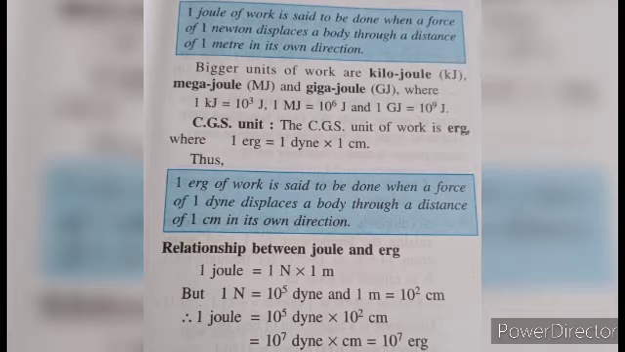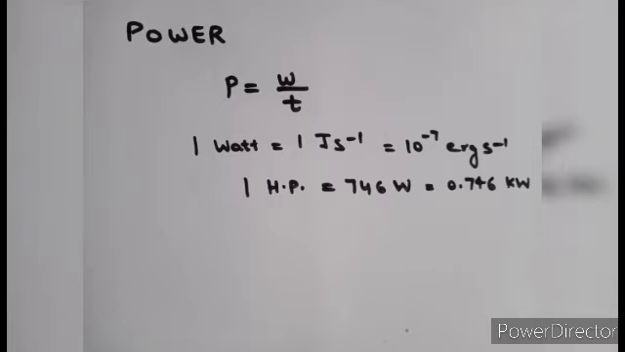Now there are some units. As you all know, the SI unit is joule, and 1 joule equals 1 Newton × 1 meter, that is 1 joule = 1 Newton meter. Similarly, you have the CGS unit, which is dyne centimeter, also called erg. So 1 joule is equal to 10 to the power 7 erg. And we have some bigger units of joule also, like kilojoule, megajoule, gigajoule, just like that.